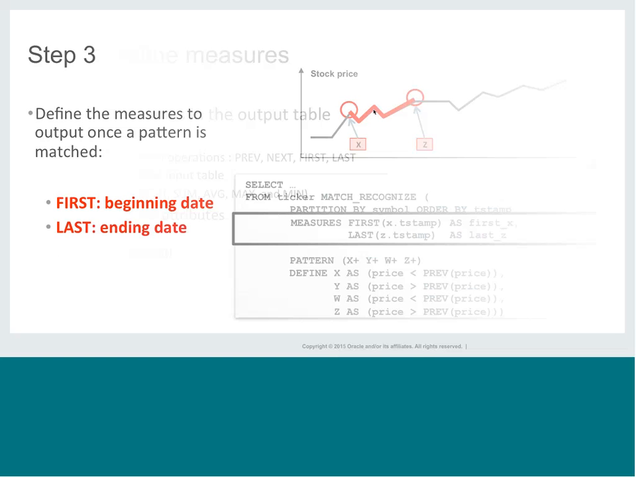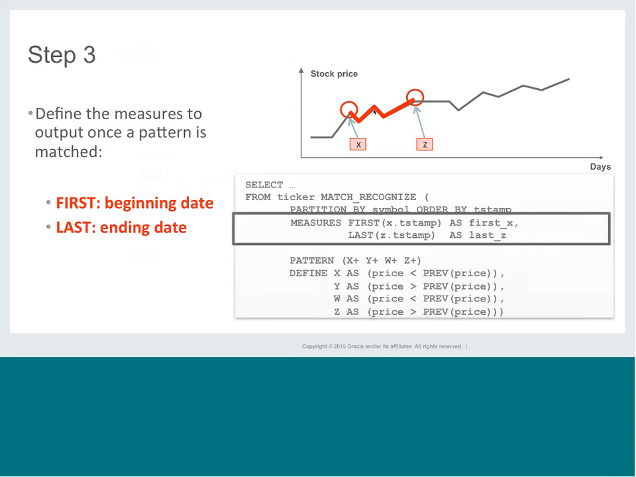To define the output, what my select statement is going to return, we use the measure keyword. In this case, I'm going to use the functions first and last, and I can reference those by the variables that I've defined. I can say X is the start of my W, and I want the first X that I find, and I want the timestamp of X, and I'm going to call that first X. That's going to be right up here. That's the start of my W.